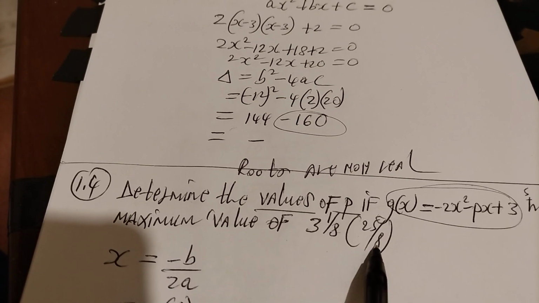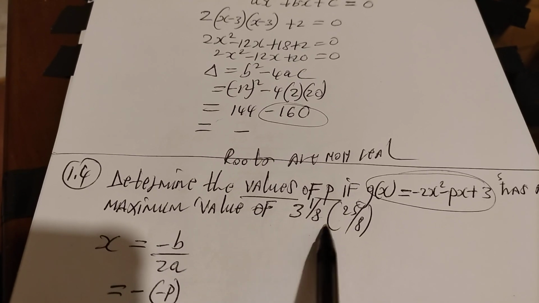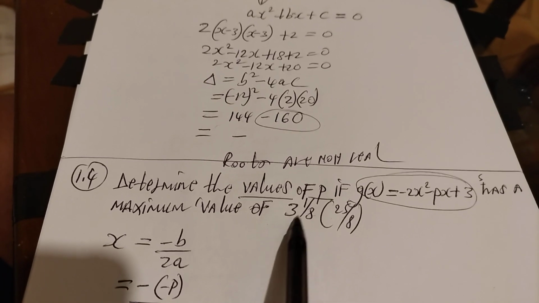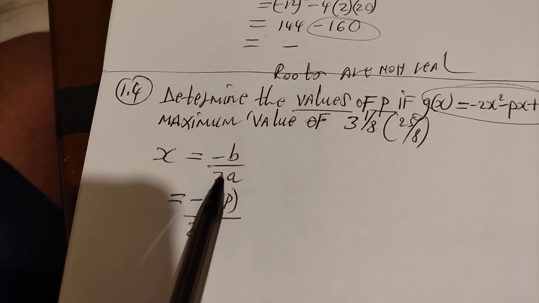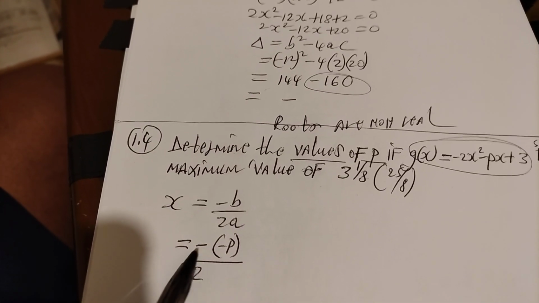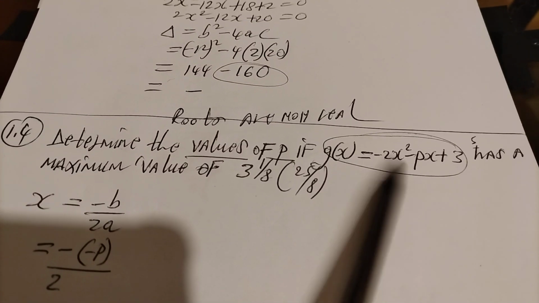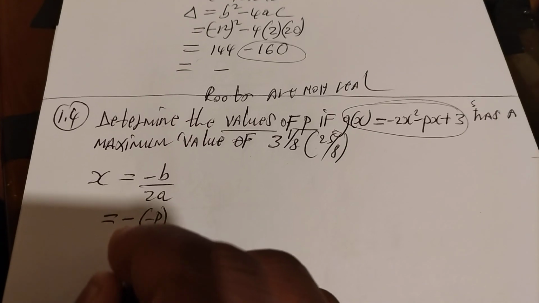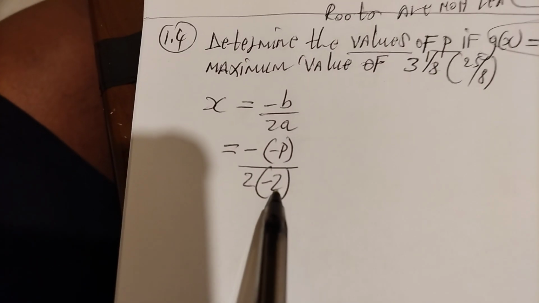Now, when you solve something like this, it is parabolic in nature, and the maximum and minimum can only come from parabolic functions. So we use the axis of symmetry, as you can see here. So x is equal to -b/2a, and then we substitute. If we go back there, you see that our middle term is -p, so we put it in here, and then we divide by 2. Our a is actually -2.